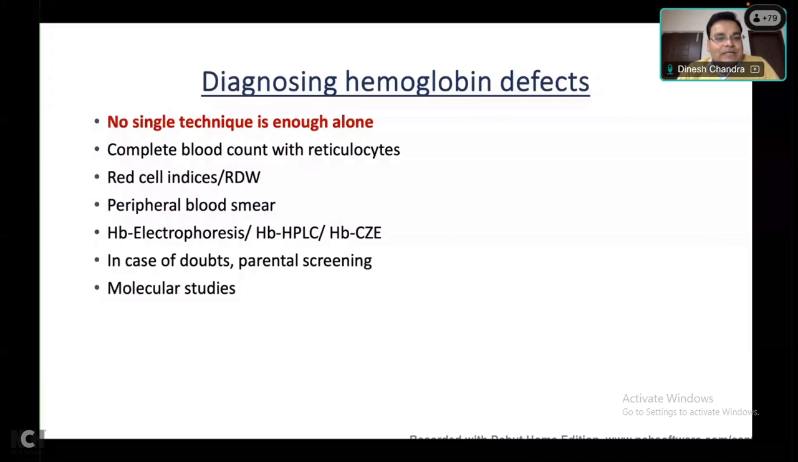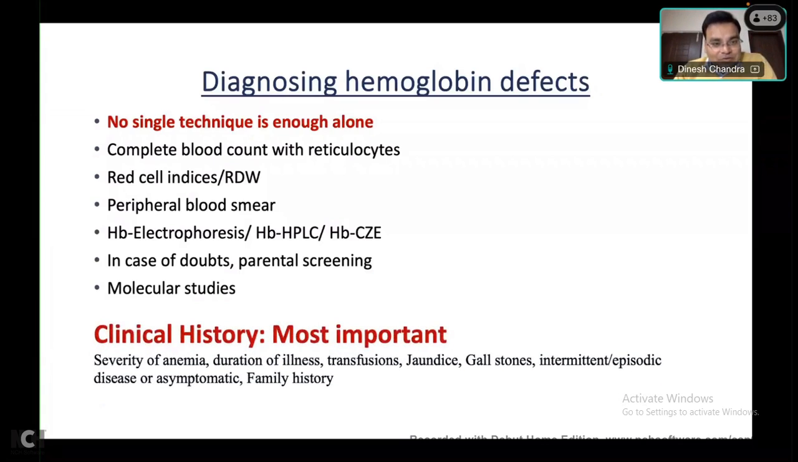That is a complete blood count with reticulocyte count, the RBC indices, the RDW, and what you are looking at in the peripheral smear: what type of RBCs you are seeing, are you seeing NRBCs and others, and what is their morphology. Then we can use these techniques, either electrophoresis or HPLC or capillary electrophoresis. And in case of doubt, we have to do parental screening. And sometimes even all these things are not able to pinpoint the diagnosis, then we need molecular studies also.